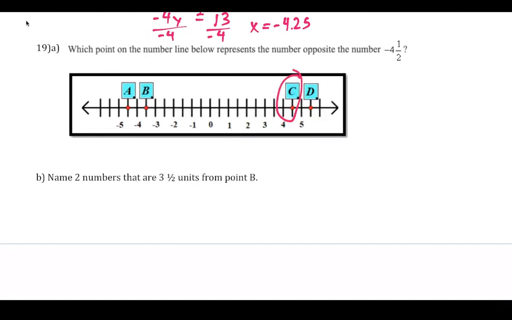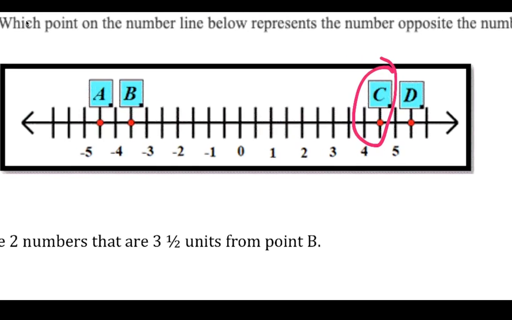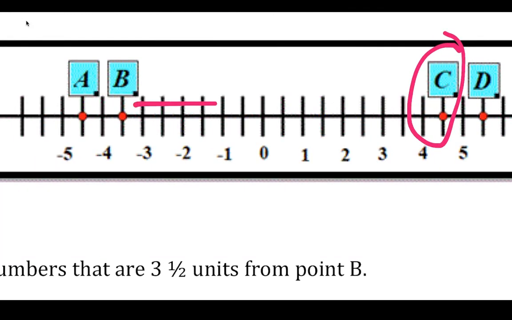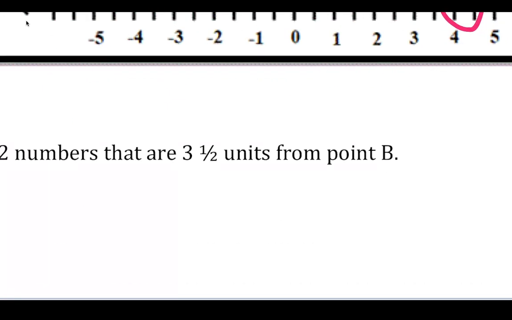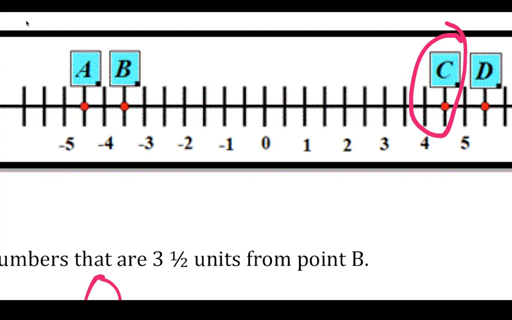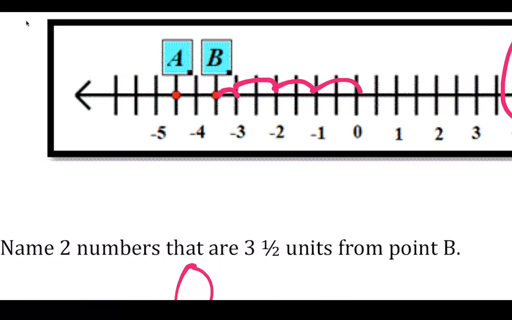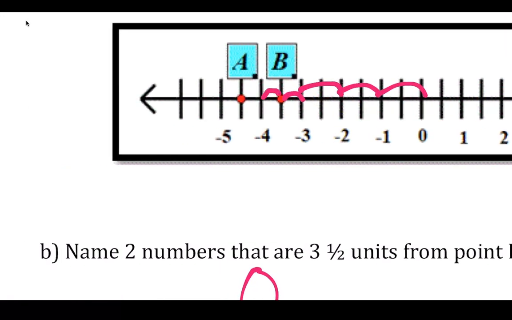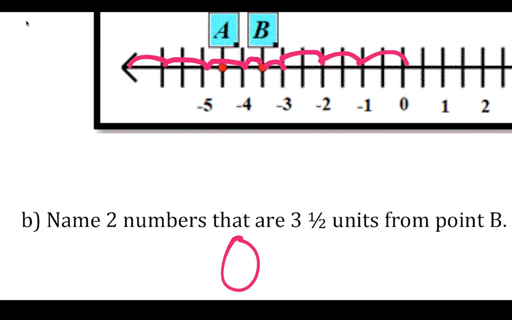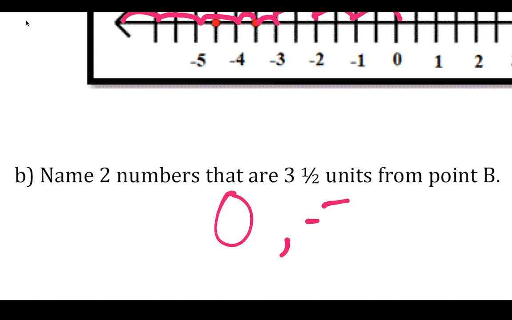Name two numbers that are 3.5 units from point B. So 3.5 units, I could go 3.5 units this way or 3.5 units that way. So let's do both. B is at negative 3.5. So 3.5 to the right, the first one is 0. If I go 3.5, this is a half, then 1, 2, 3. That's at 0. Go the other way: a half, then 1, 2, 3. So that would be negative 7.